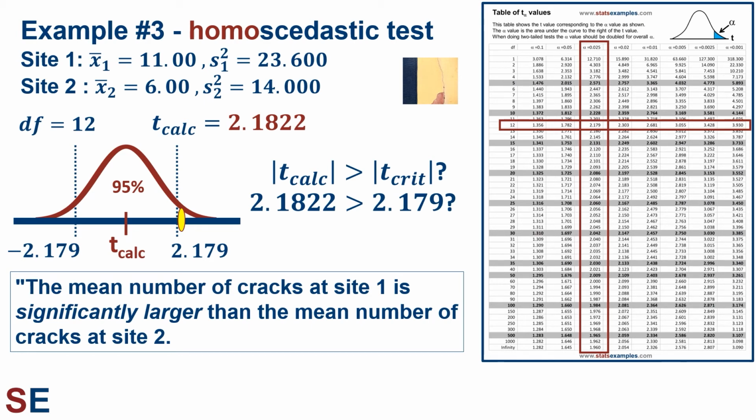We can therefore reject the null hypothesis of equal means because p is smaller than 0.05, and the mean number of cracks at site 1 is significantly larger than the mean number of cracks at site 2.